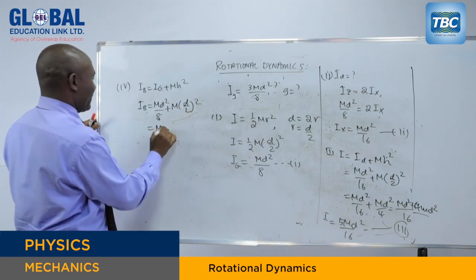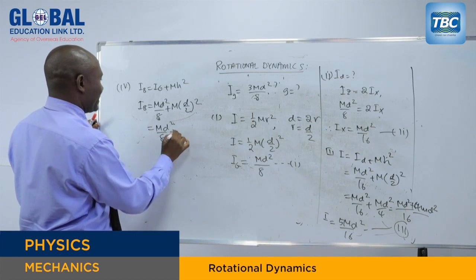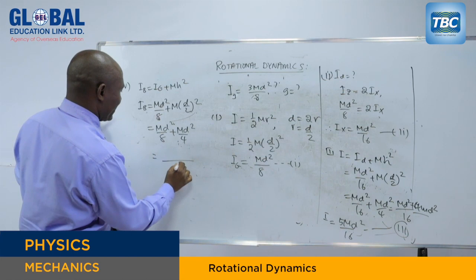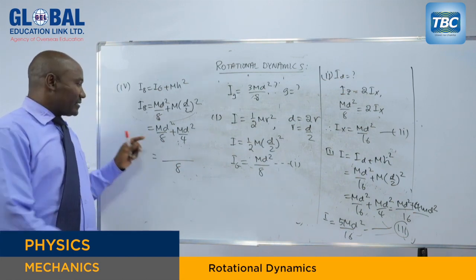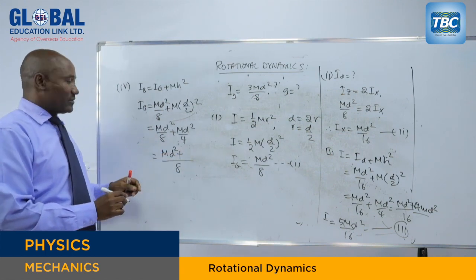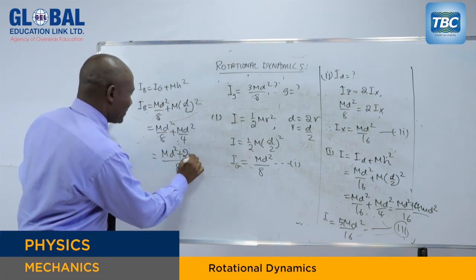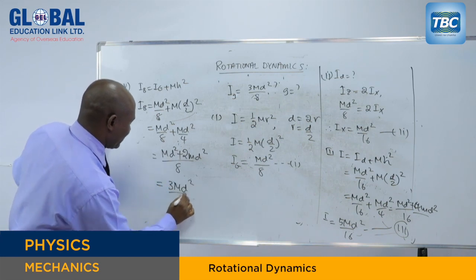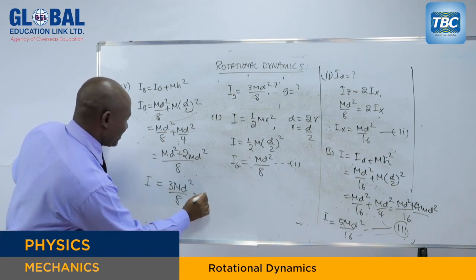This equals md squared over 8 plus md squared over 4. If you combine using the LCM, it's 8; 8 divided by 4 gets 2 md squared. And the answer is 3 md squared.